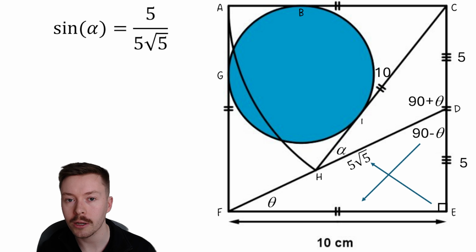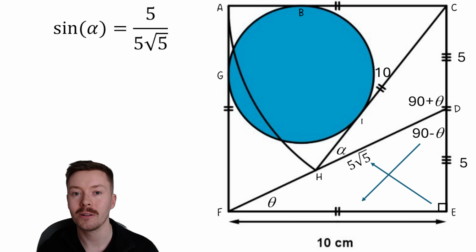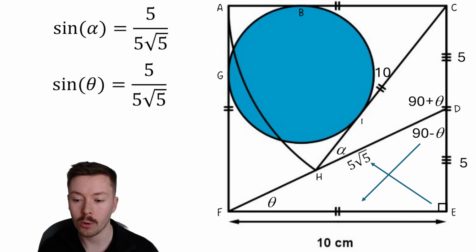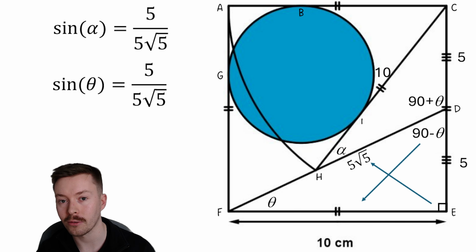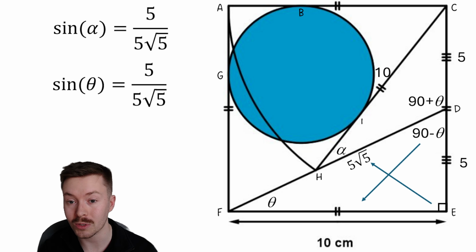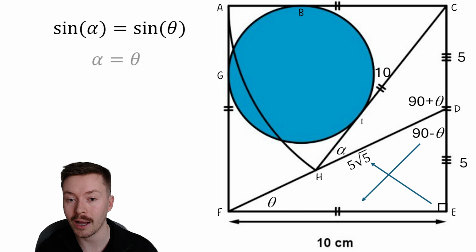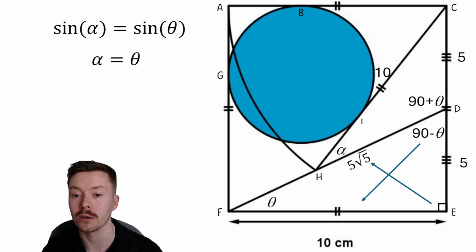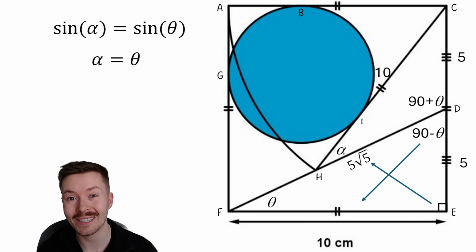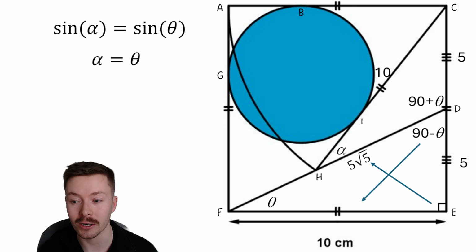Now, interestingly, again, looking at the triangle DEF, sine of theta is also equal to 5 over 5 root 5, opposite over hypotenuse. Now, because alpha and theta are both acute angles, we have that sine alpha is equal to sine theta, and because, as I say, they're both acute angles, alpha must be equal to theta. So from there, what I'm going to do is replace the alpha on the diagram with theta.